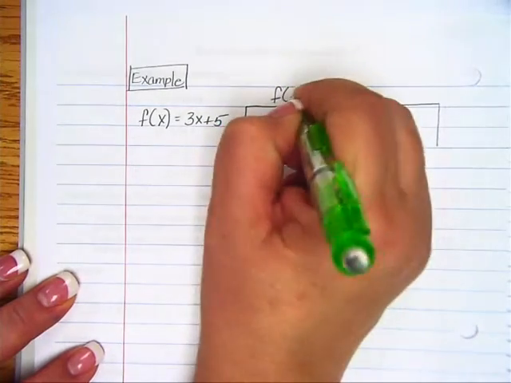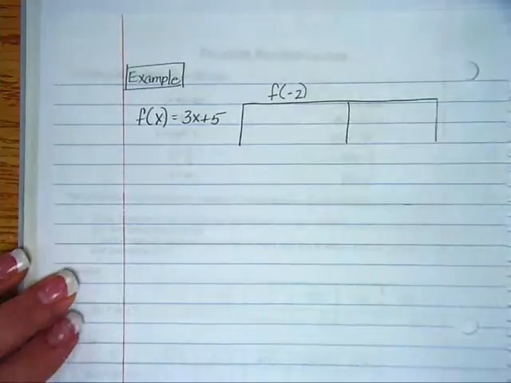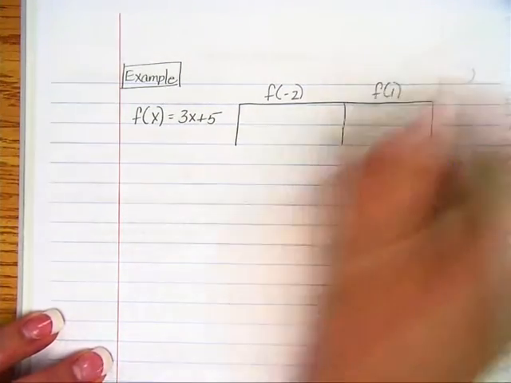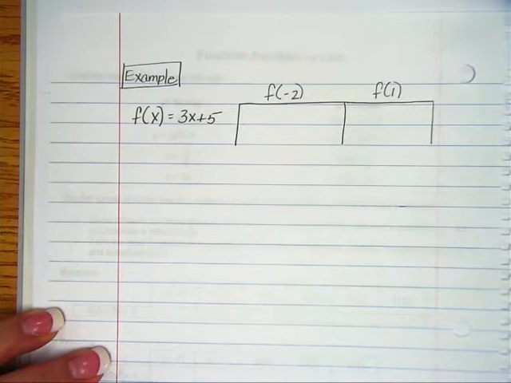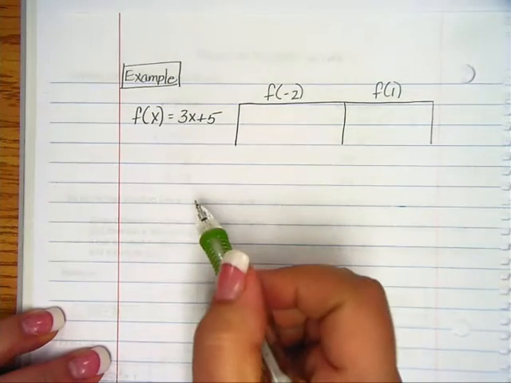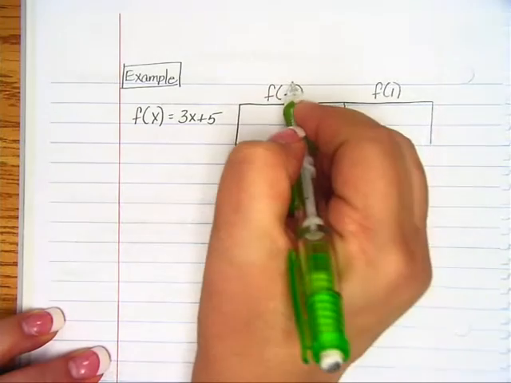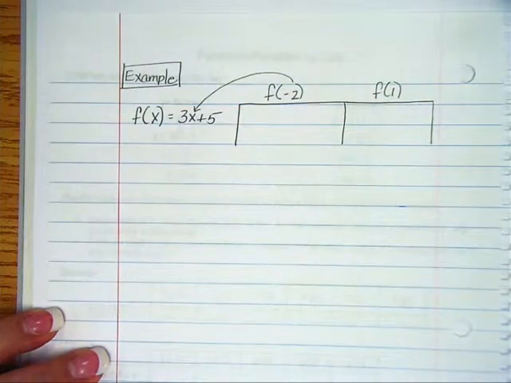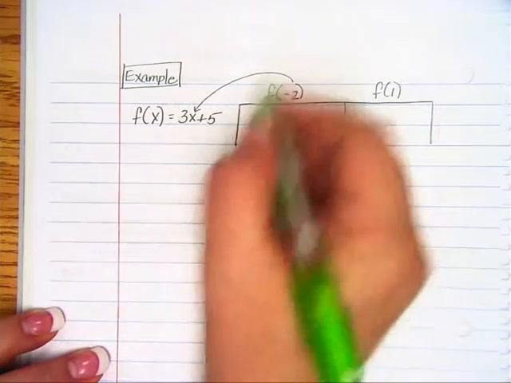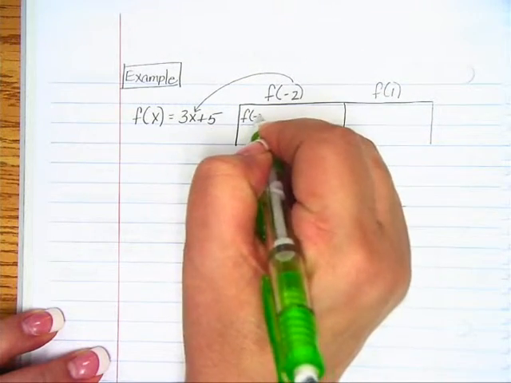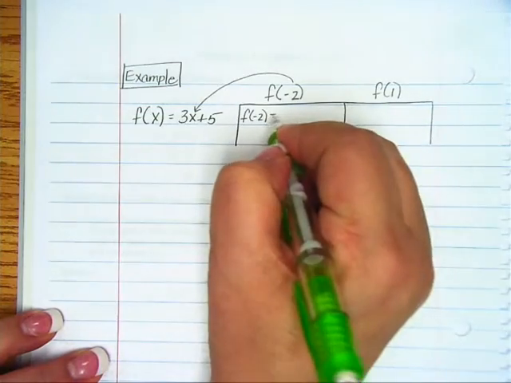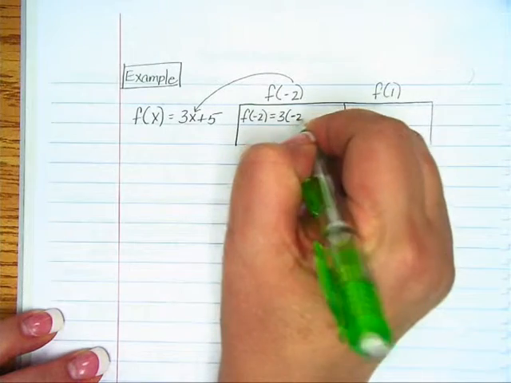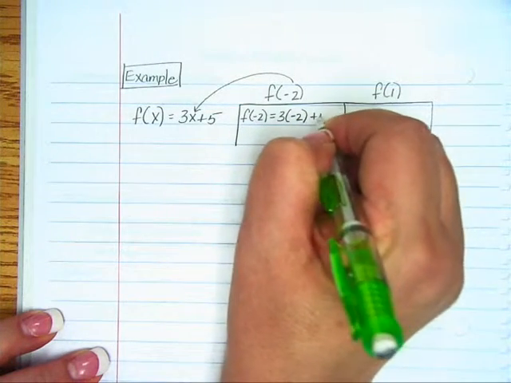I'm going to look at it for f of minus 2 and f of 1. Now, all that means is that when I run into an x in the equation, I'm going to put in these numbers. So, f of negative 2 in this equation would look like this. f of negative 2 equals 3 times negative 2 plus 5.